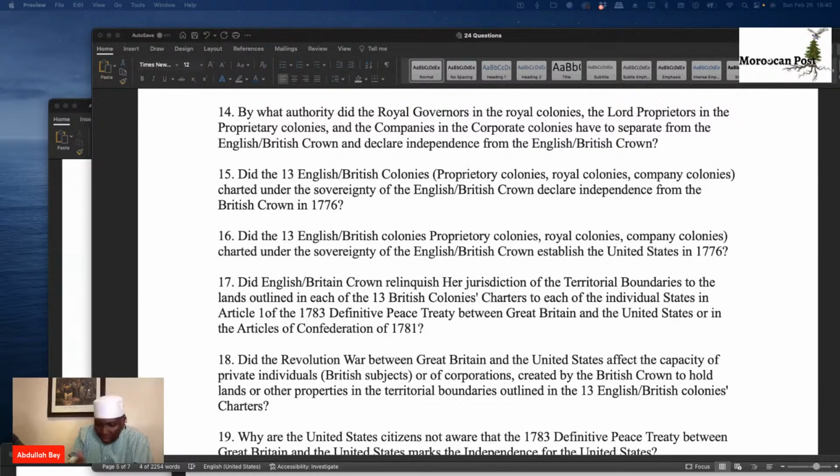See, their whole existence is the proprietors with letters patent. Without that, they don't have authority. If you remove the charter from William Penn, he has no authority. If the crown takes it from the Penn family, they have no authority.